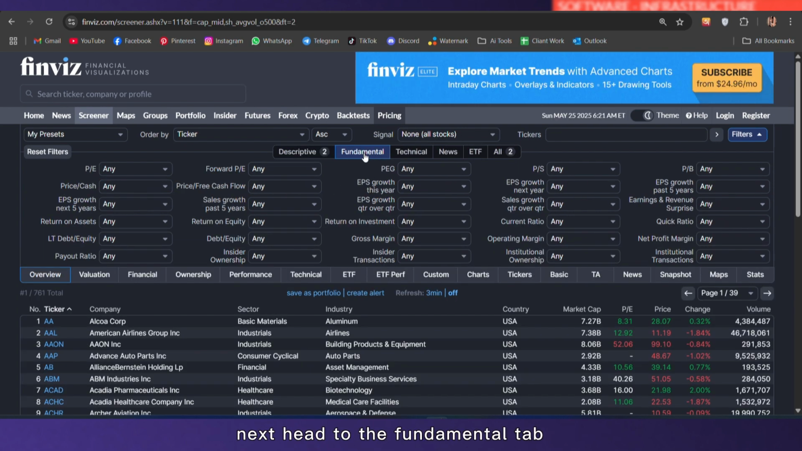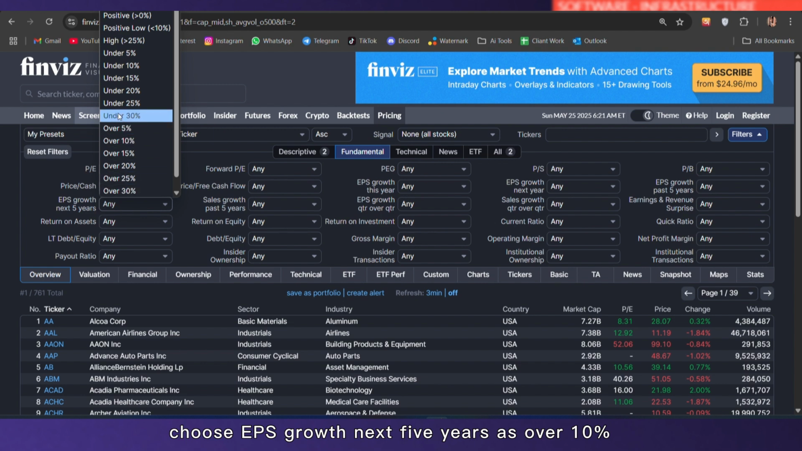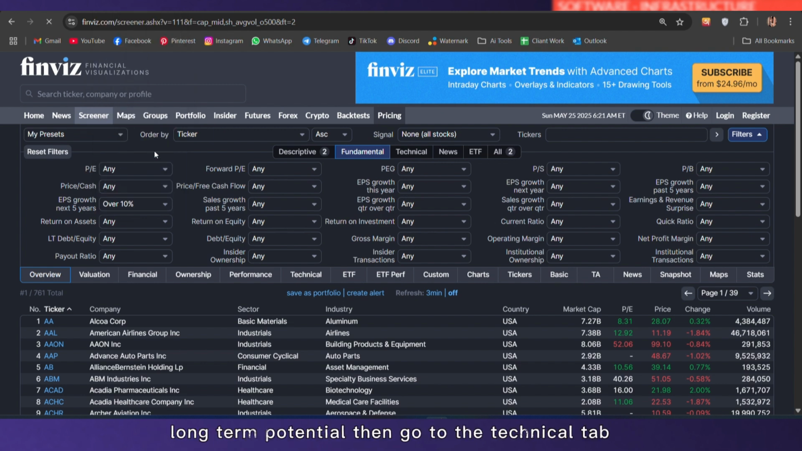Next, head to the Fundamental tab. Choose EPS growth next 5 years as over 10% to target companies with solid long-term potential.